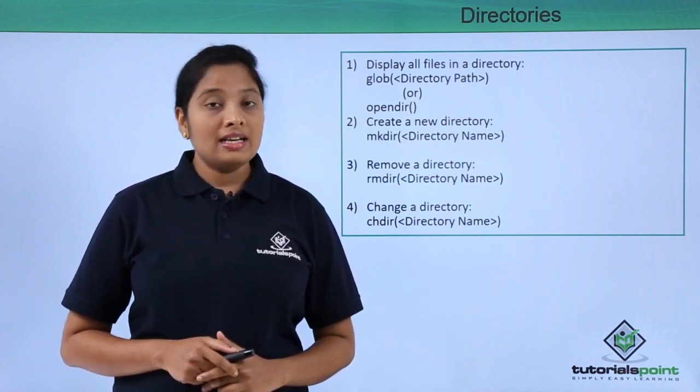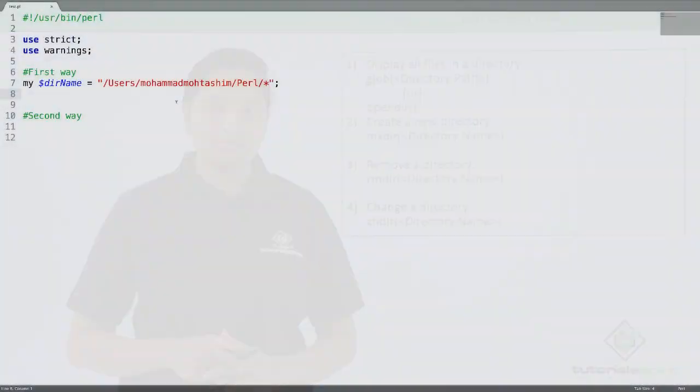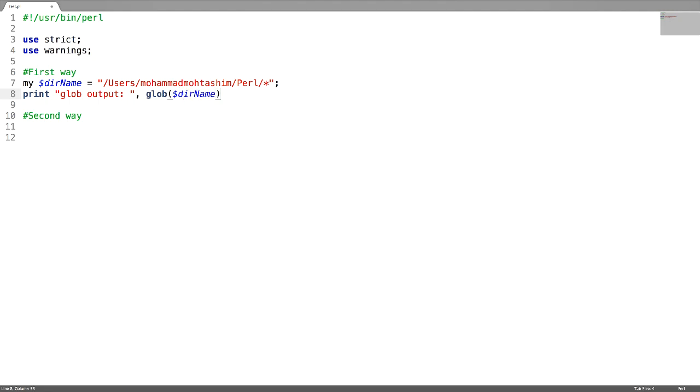Now let us see a detailed example. In this program, I am going to explain how to create directories and list down all files in a certain directory. The first way is to use a glob function. For this, I have saved a directory path in a variable called dirname. Glob function followed by the variable name, which is having the directory path.